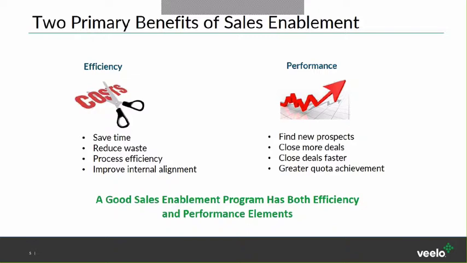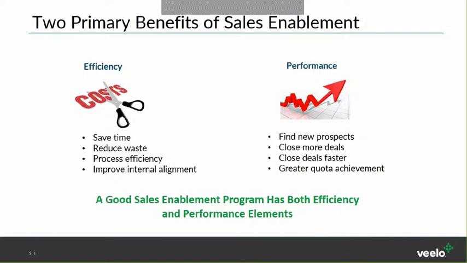And that could be, I want to find new prospects that are likely to buy from me. I'm going to close more deals, I'm going to close them faster, and then when I onboard my new reps, I want to get them achieving quota as quickly as possible. And so, as I mentioned, a good sales enablement program has both the efficiency side and the performance side.